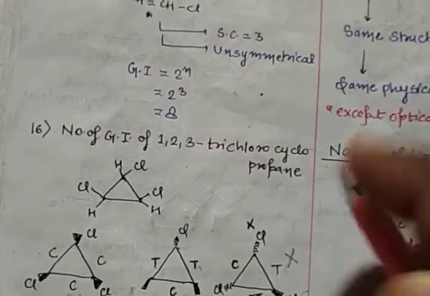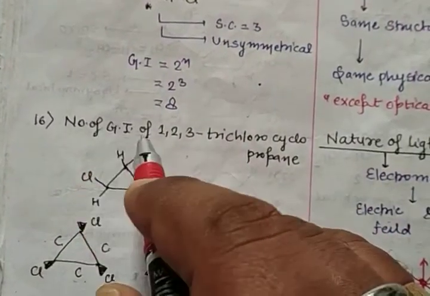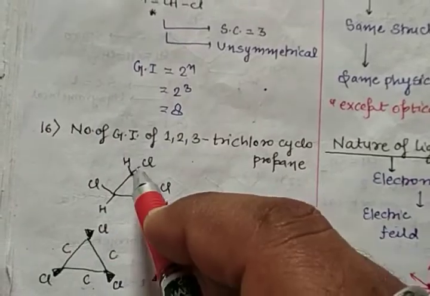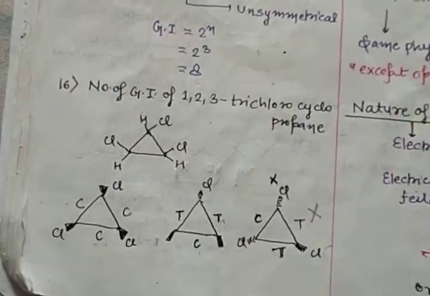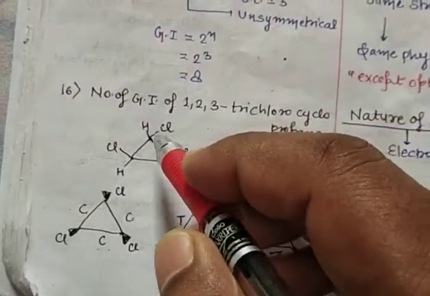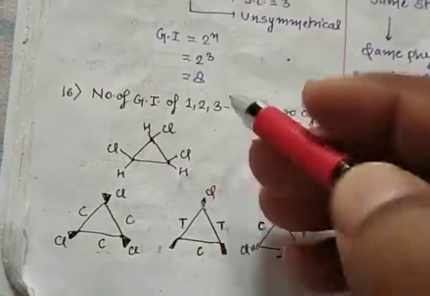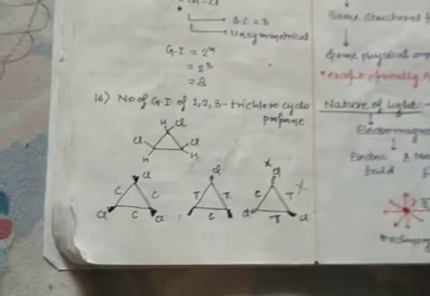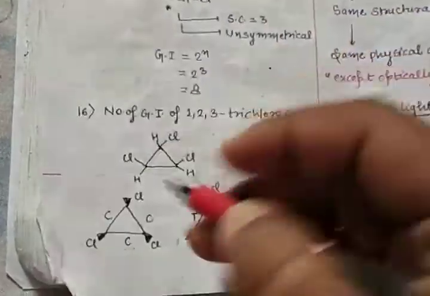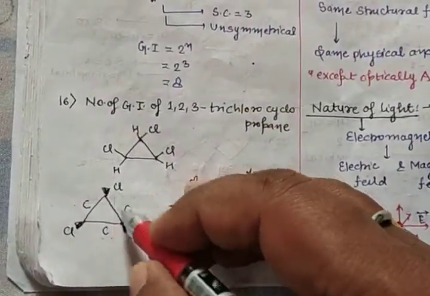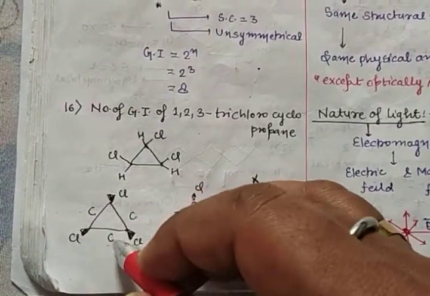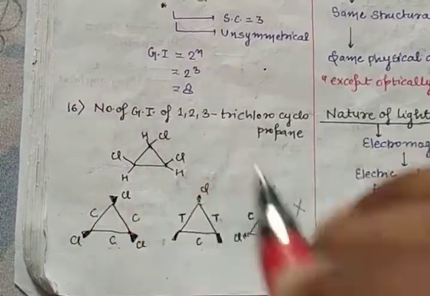Clear. Now the number of GI of 1,2,3-trichloropropane. So this is 1,2,3-trichloro. Just check, you know very well that one is for wedge and one is for dash. Look, this is a wedge, all chlorines on the front side and hydrogen on the back side. Same position: chlorine on the same position, wedge means cis, wedge means cis, wedge means cis.